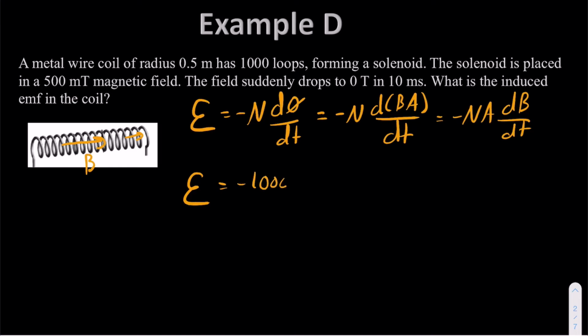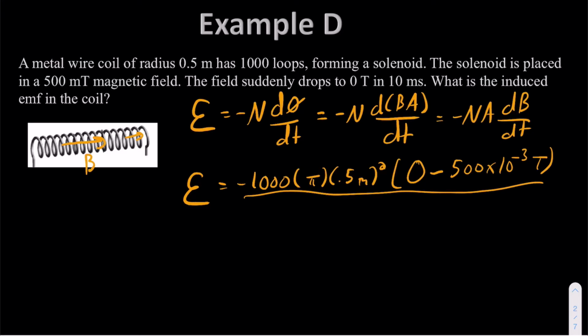So 1,000. The area, it's a circle, so it's pi r squared. And it drops to a final field of 0 from an initial field of 500 milliteslas, so that's 10 to the negative 3. And that happens in a span of 10 milliseconds. When you plug in numbers, you're going to get 25 pi over 2 volts.